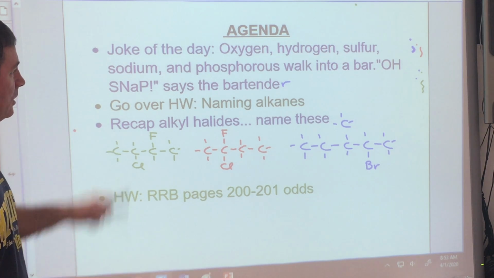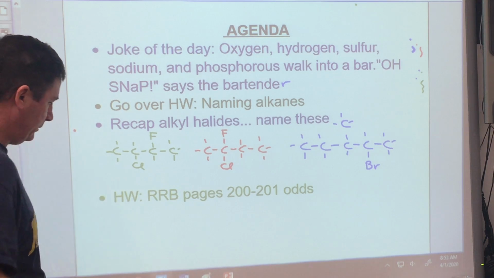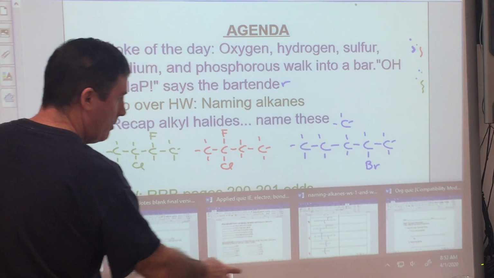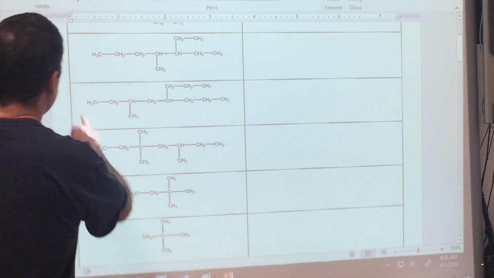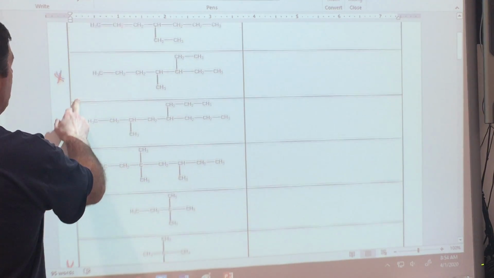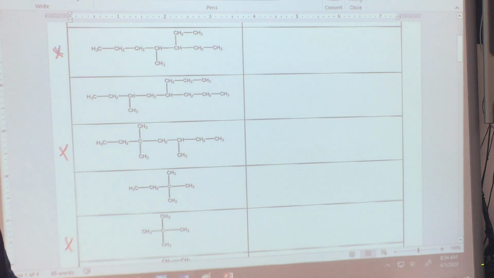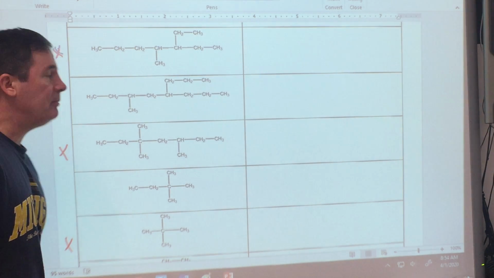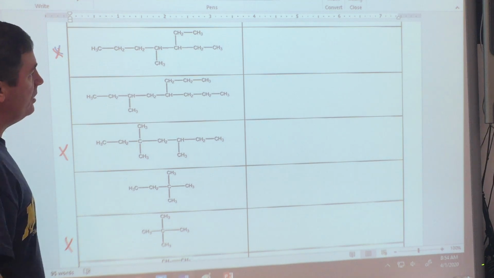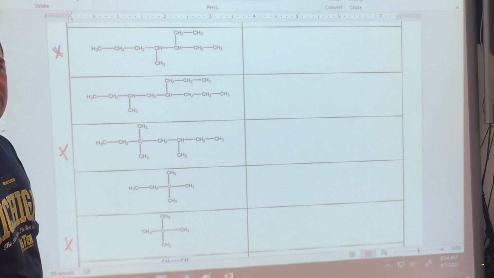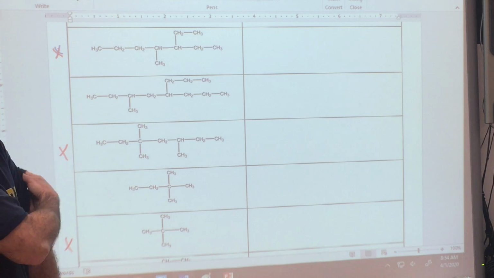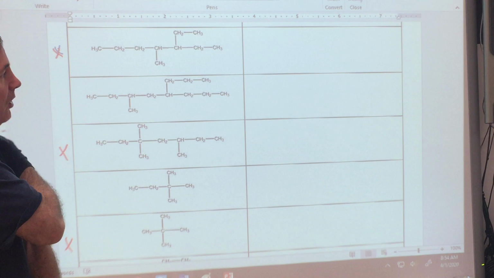All right, let's go over this homework. Naming alkanes. I believe we started with this one. So, hopefully you're getting better at these by now. These are pretty straightforward. It doesn't get really that much different than this, except maybe when we get to alkenes, which will most likely be tomorrow.